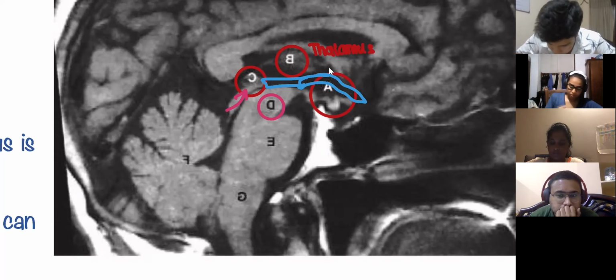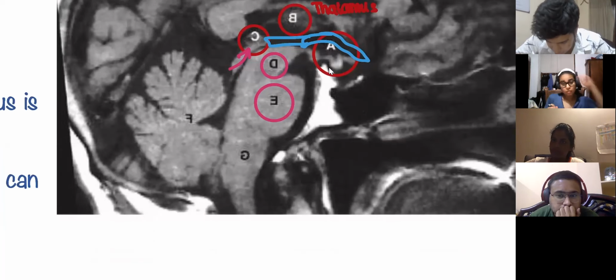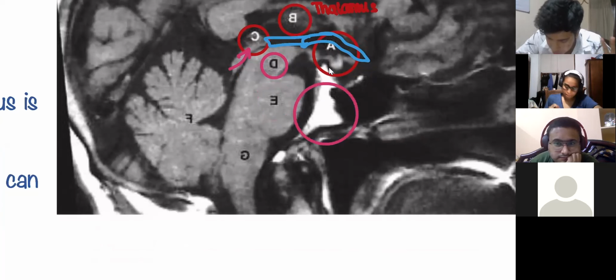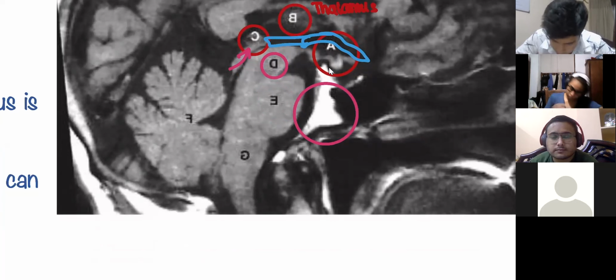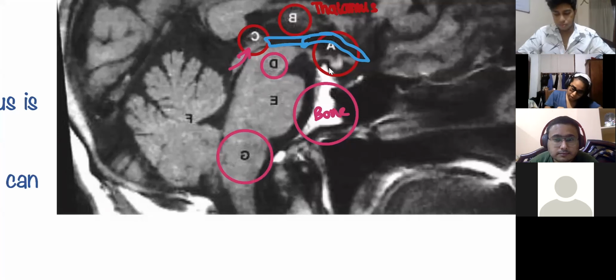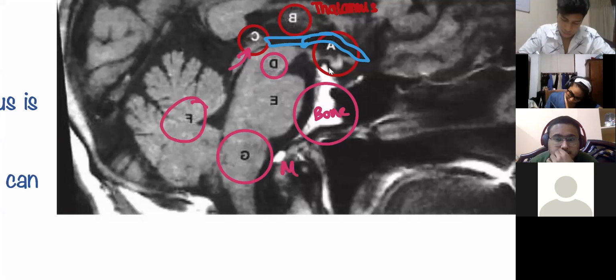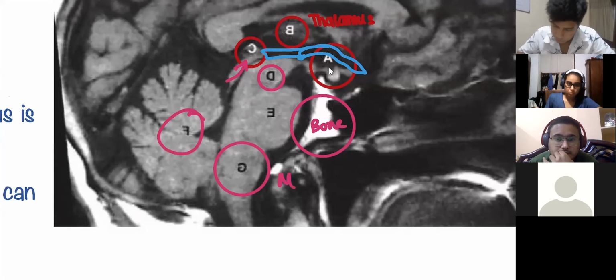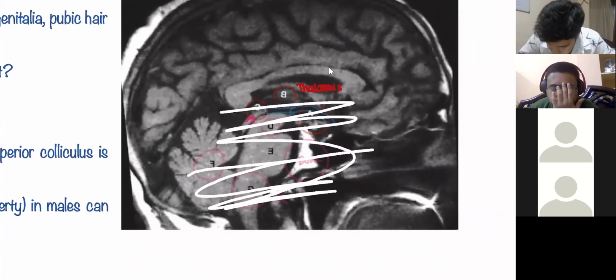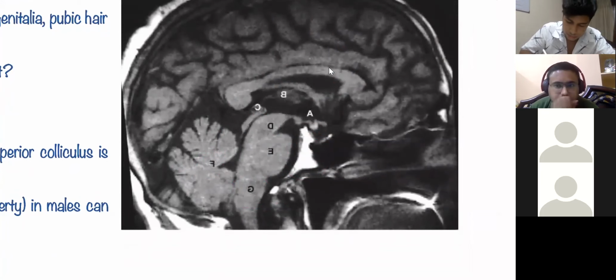Can someone tell me what is E? Pons. Yes. And what is this? Just tell me what type of structure is this? You don't need to tell me what the structure is. Is this soft tissue or something else? It's bone, okay? What is this? Medulla. Yes, and what is this? Cerebellum. Yes. Now, I'm going to teach you guys something to help you read CT scans.